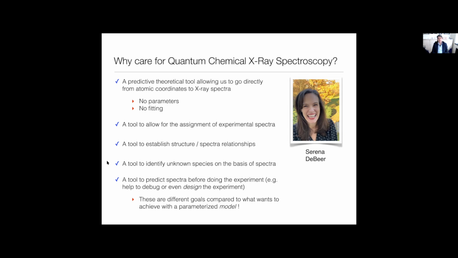You will want to have a tool to allow for the assignment of experimental spectra. They can become very complicated, and to disentangle it, quantum chemistry can be of great help. And it's not only here in X-ray spectroscopy, we have seen that everywhere, and that's particularly also in high-resolution magnetic resonance, where quantum chemistry is an absolutely indispensable tool in order to aid and supplement the experiment.